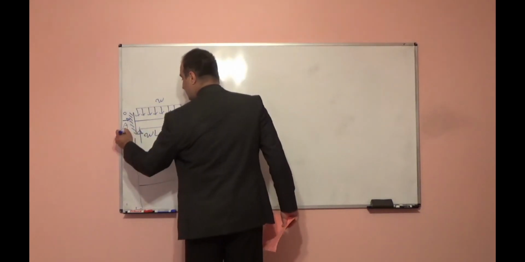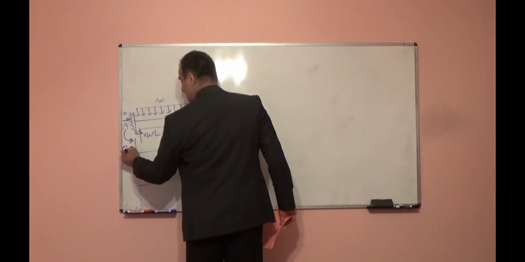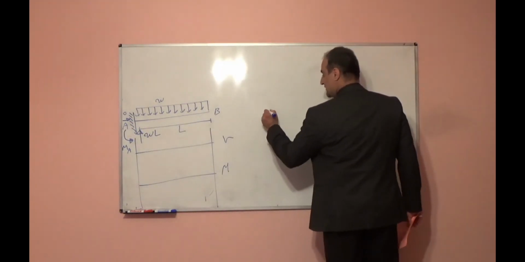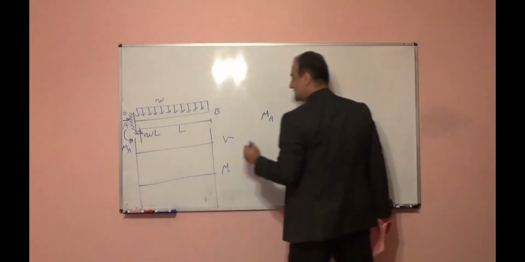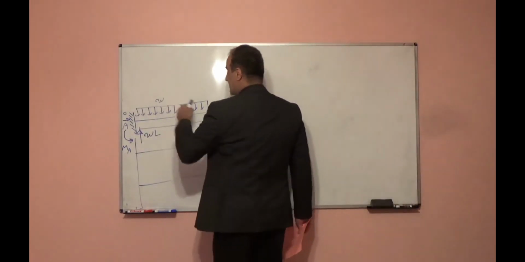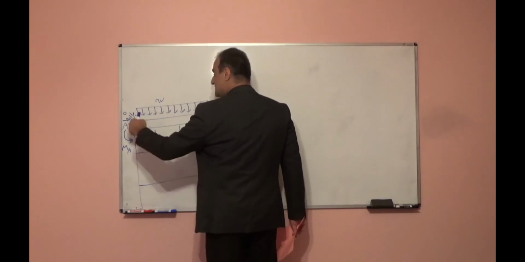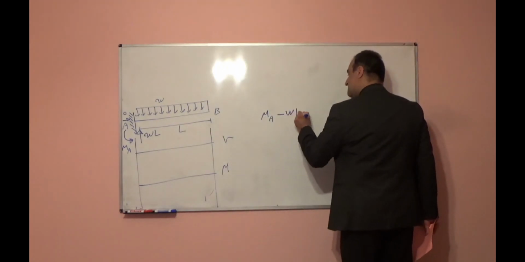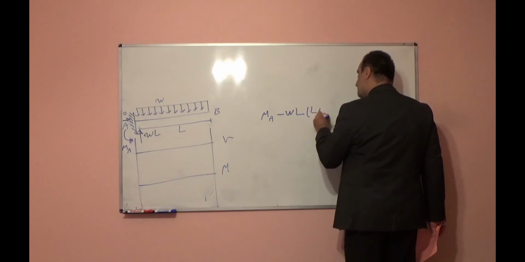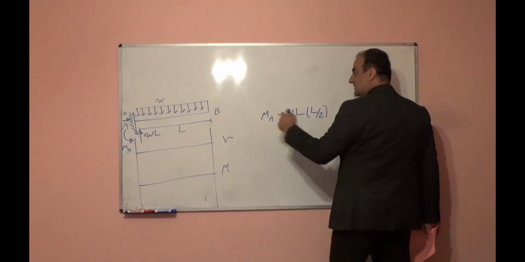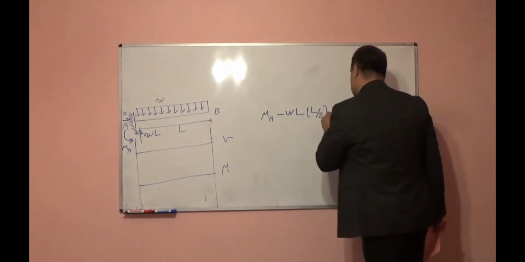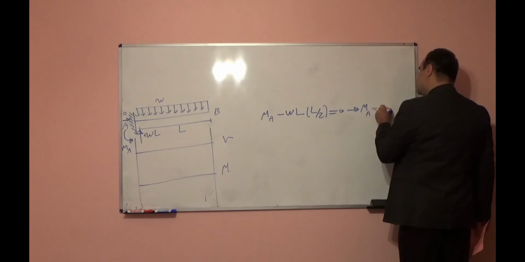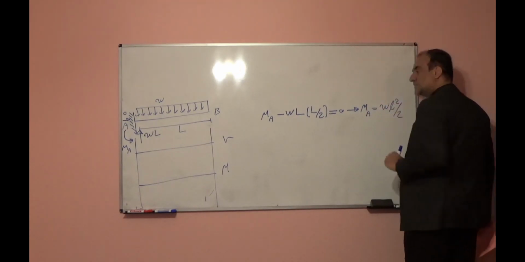If I want to find the moment reaction MA at point A, I can take moments with respect to point A. So MA, counterclockwise positive, minus this load, which wants to rotate this beam with respect to point A clockwise, so negative, W times L, this is the force, times L over 2, the distance of the resultant force, is equal to 0.